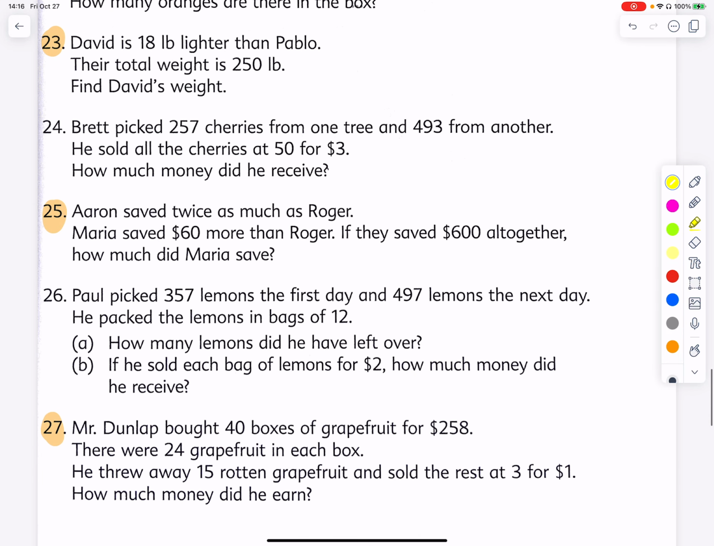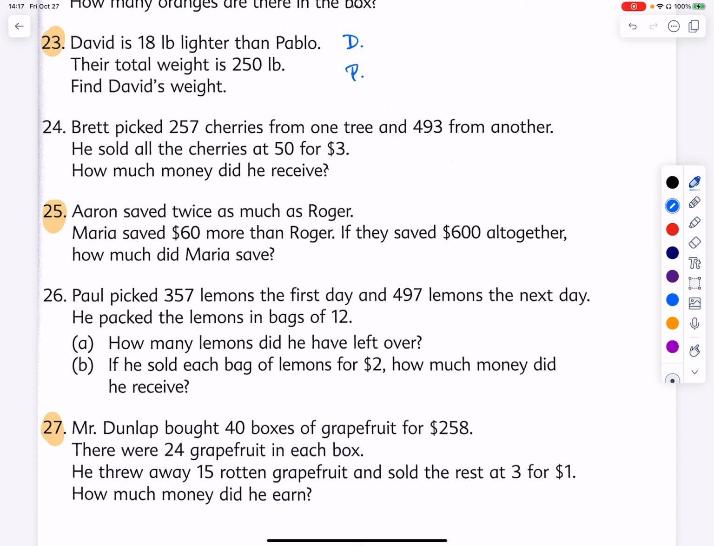Wonderful. Let's move on to problem 23. Let's continue thinking about our three W's. David is 18 pounds lighter than Pablo. Can we answer the first W or maybe even the first two? Who is the problem talking about? D for David, B for Pablo. Two characters. We write only what's necessary.